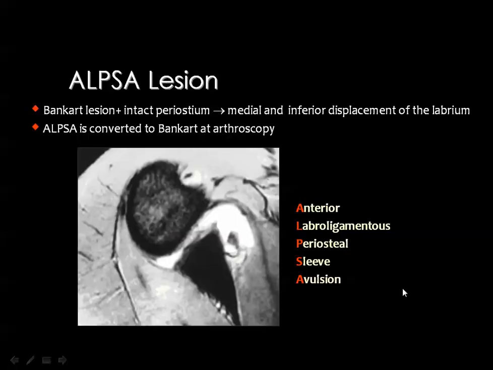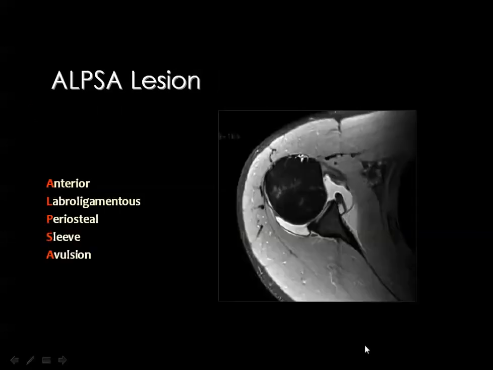And then the third one, which affects the anterior labrum, is known as ALPSA, and this ALPSA means anterior labroligamentous periosteal sleeve avulsion. That's to say that the anterior labrum has been torn, it is displaced more medially while the periosteum is still intact. Then whenever you see a lesion like this, you know that this is ALPSA or anterior labroligamentous periosteal sleeve avulsion. This is an example. The anterior labrum is torn, it is displaced medially while the periosteum is still intact.